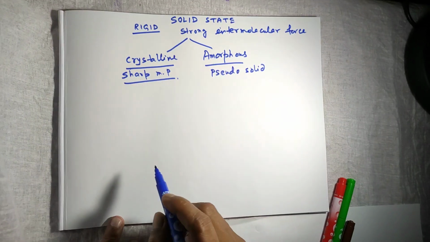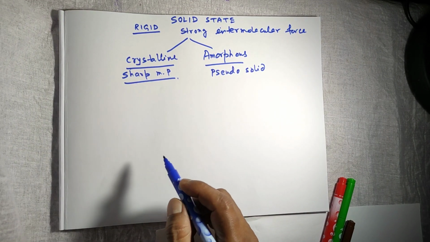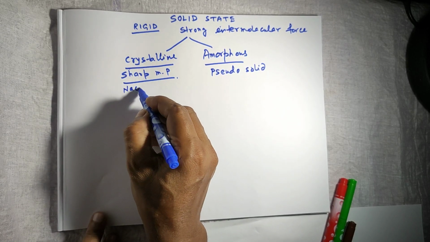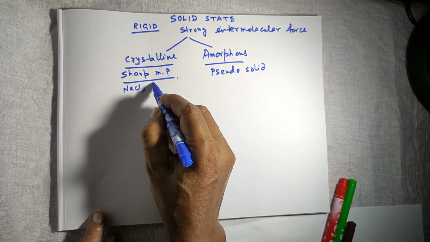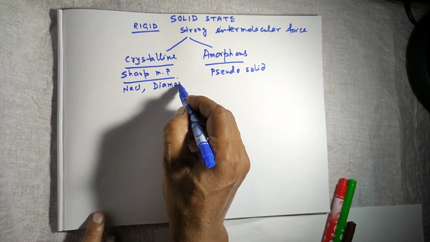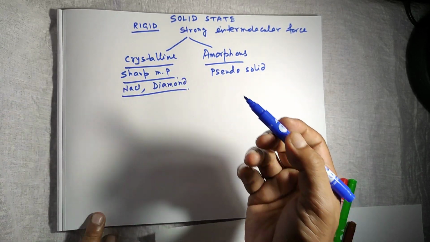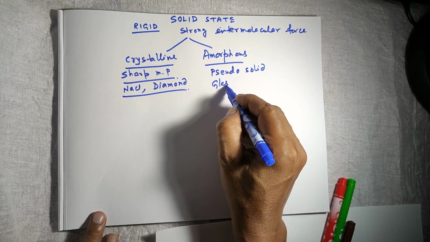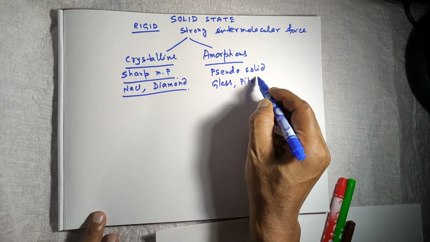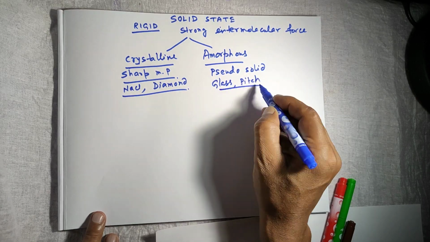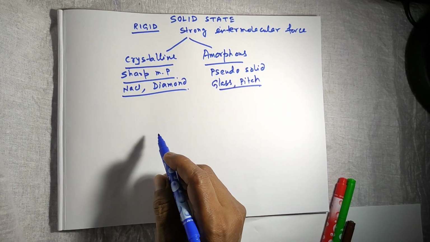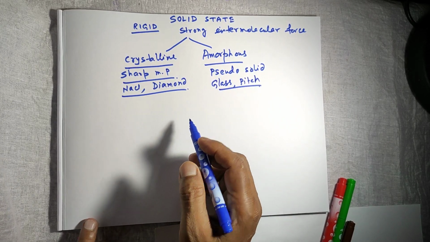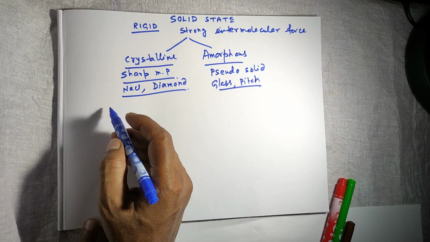Okay students, next, examples. NaCl and diamond are basically crystalline solids. In case of amorphous, glass and pitch are basically amorphous. Now I am going to discuss unit cell and space lattice.